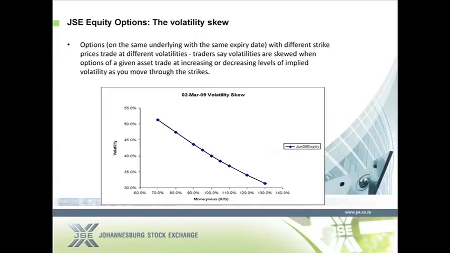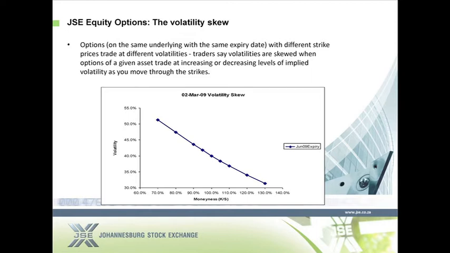Now, let's look at the next graph. This is the volatility skew. This is quite a curious phenomenon where options on the same underlying with the same expiry date that have different strike prices trade at different volatilities. Traders say volatilities are skewed when options of a given asset trade at increasing or decreasing levels of implied volatilities.